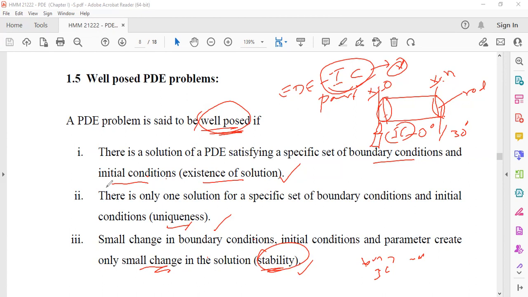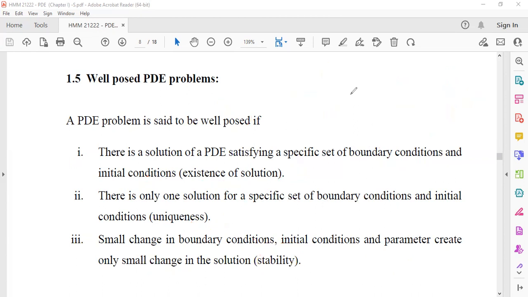Okay, so keep it in mind. This is what we call a well posed PDE problem. Okay, so let me continue.